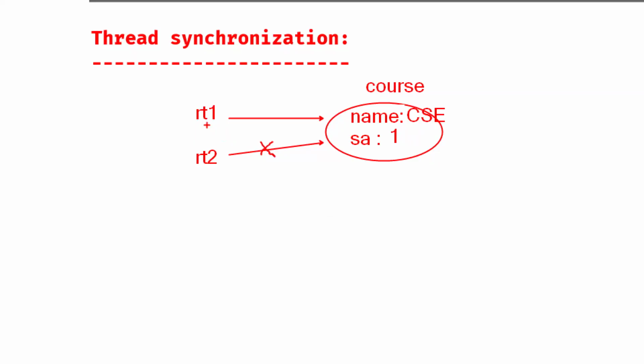Tell me, if thread 1 has booked the seat, it is updating the seats to what? 0. Now you allow the second thread, because thread 1's task is completed. Now allow thread 2 to perform the task on that resource. When thread 2 is trying to perform the task on this resource, how many seats available will it get now? 0. By seeing 0, what do you understand? No seats are available. Thread 2 will display a message to the student: sorry, seats are filled, no seat is available. This is consistency. This concept is called what? Synchronization.